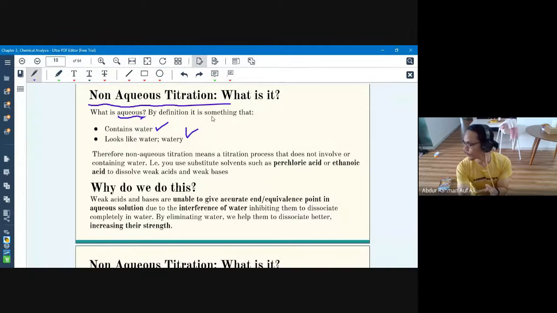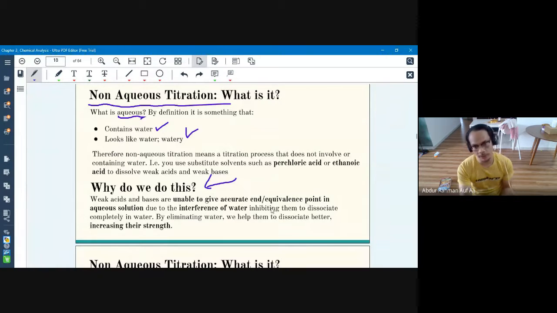And most of the time kita akan guna water as solvent, okay, because most things akan dissolve, akan larut dalam air. Okay, tetapi sometimes water ni dia boleh interfere dalam certain reactions, dia boleh mengganggu. Okay, so that's why saya tunjuk kat sini dalam why do we do this ni. Water can interfere in the reaction. So bila kita titrate certain substances using water, kita akan dapat inaccurate endpoint ataupun inaccurate equivalence point. So that's the problem lah.